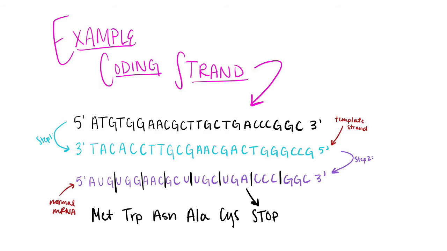Now that we know our normal mRNA, we can now find out what amino acids this sequence codes for. As you can see, about halfway through the sequence, there's a stop codon, so we stop coding from here. So now that we have an example, let's see how the different point mutations can affect our mRNA sequence.